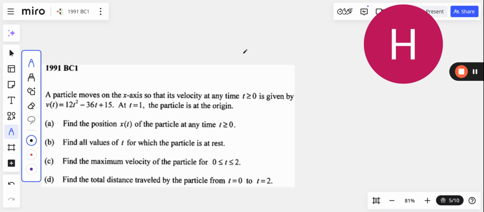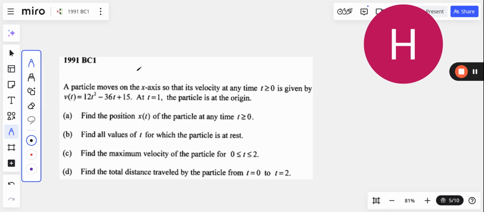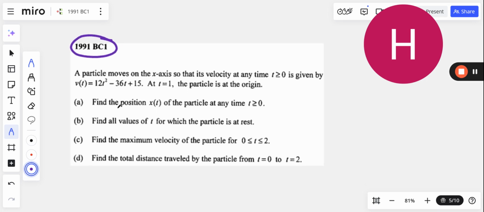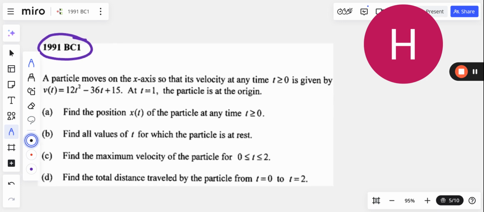And today we have a problem from the 1991 AP Calculus BC exam. Now, despite it saying BC, if you were in an AB class, I think you'd be able to find all of the solutions to this question attainable. Yeah, looking at the question, it looks like there wouldn't be any problems here.